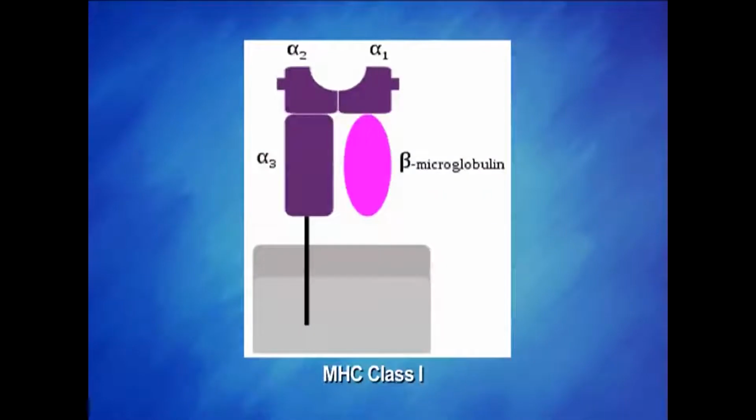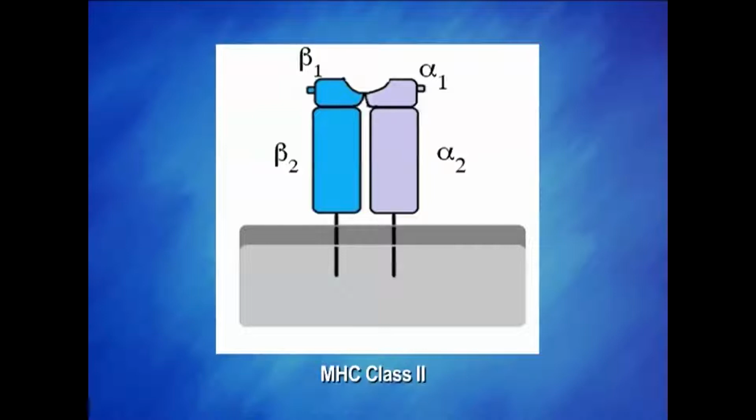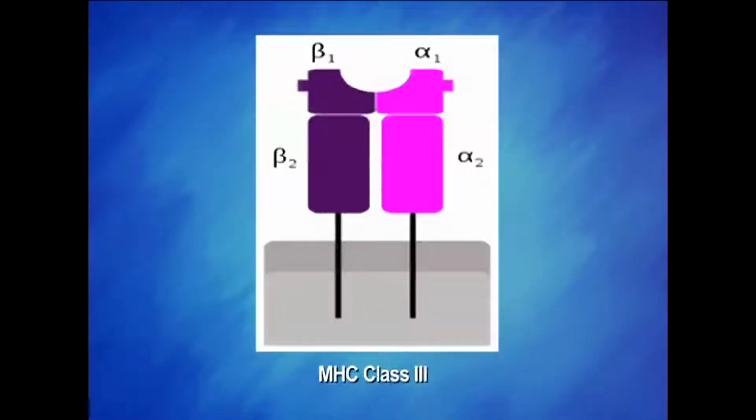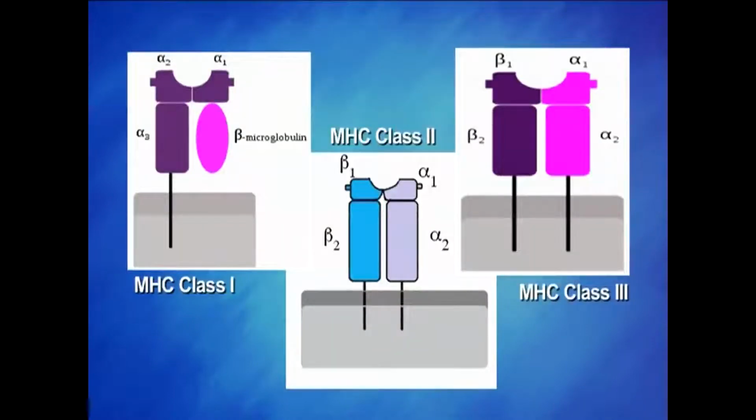Now, basically there are three types. MHC class 1 has alpha 1, alpha 2 and alpha 3, and beta 2 microglobulin. MHC class 2 has alpha 1 and beta 1, and alpha 2 and beta 2 components. MHC class 3 has alpha 2, alpha 1, beta 2 components. You can clearly see that these molecules are distinct from each other, though the common feature is that they always bind with the cell membrane.